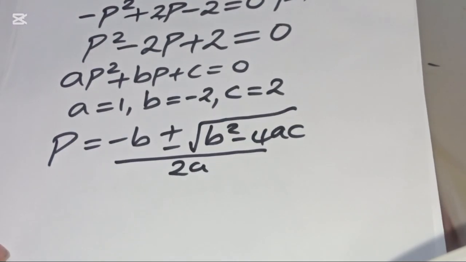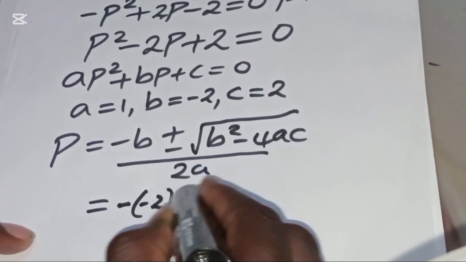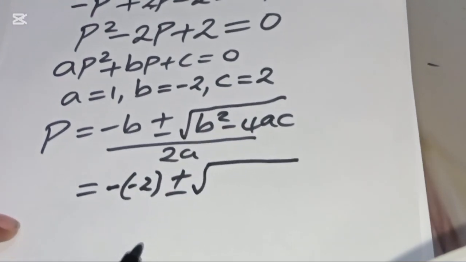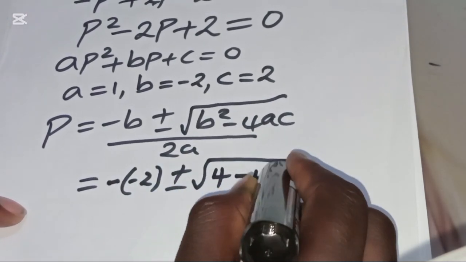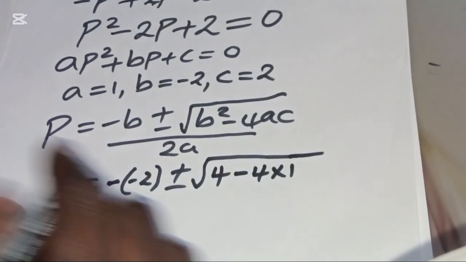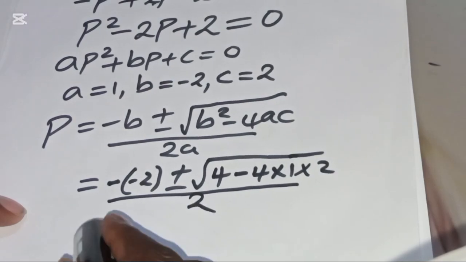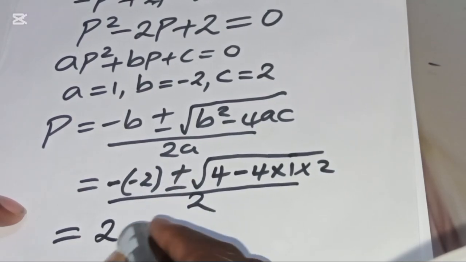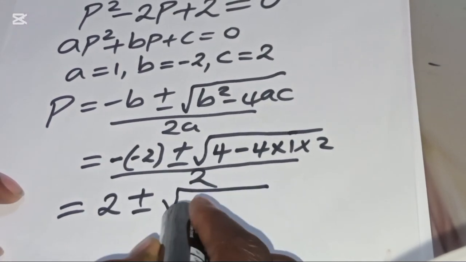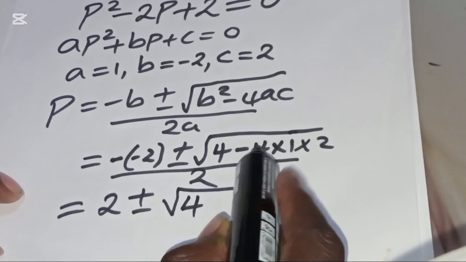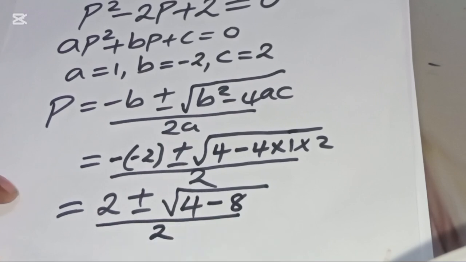Okay, let's substitute the values of a, b, and c so that we'll have -b, that is -2, plus or minus the square root of b squared. Okay, b squared is -2 squared, which is basically equal to 4. Subtract 4 times 1, times c, which is actually equal to 2, divided by 2 times 1, which is actually 2. So this is equal to negative times negative. This is 2 plus or minus the square root of, now this is 4. This is basically 4. Subtract, this is 4 times 2, which is 8, divided by 2.